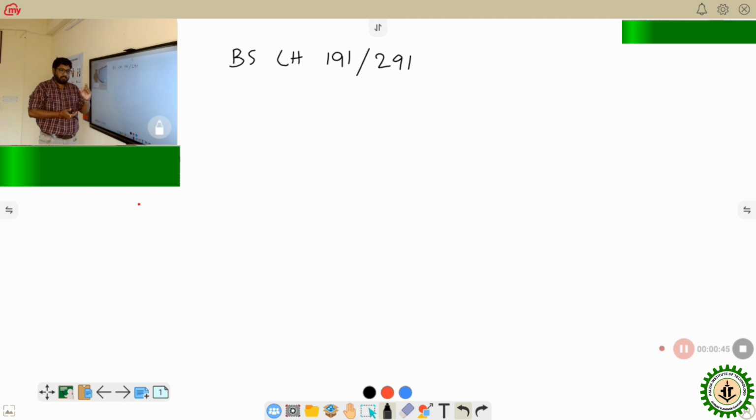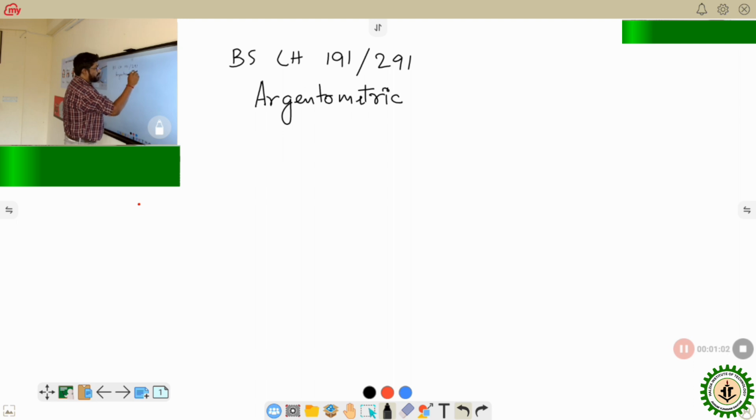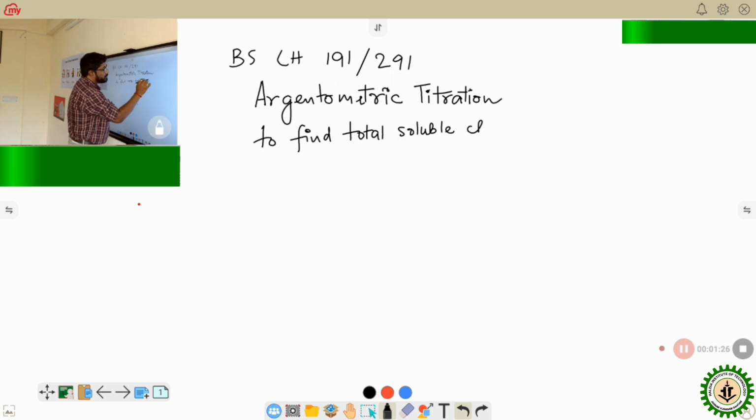we are going to use potassium chromate as an indicator. So the name of the method is Argentometric titration, and the objective is to find total soluble chlorides in a given water sample, and potassium chromate would be the indicator in our case. The name of that salt is potassium chromate.